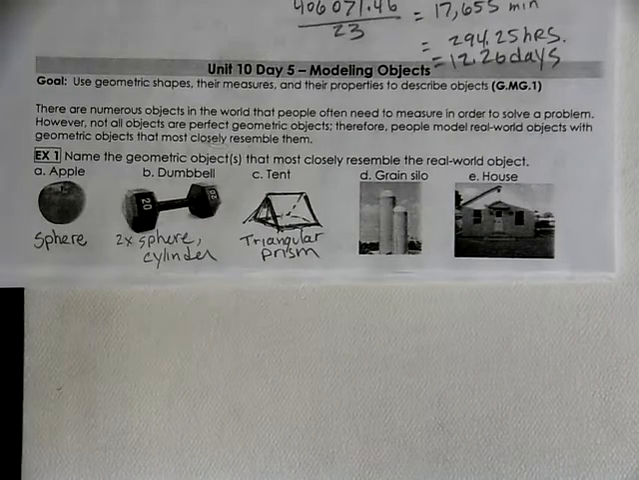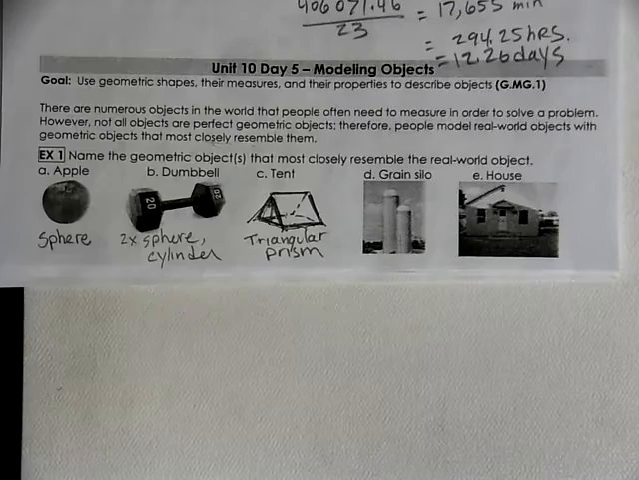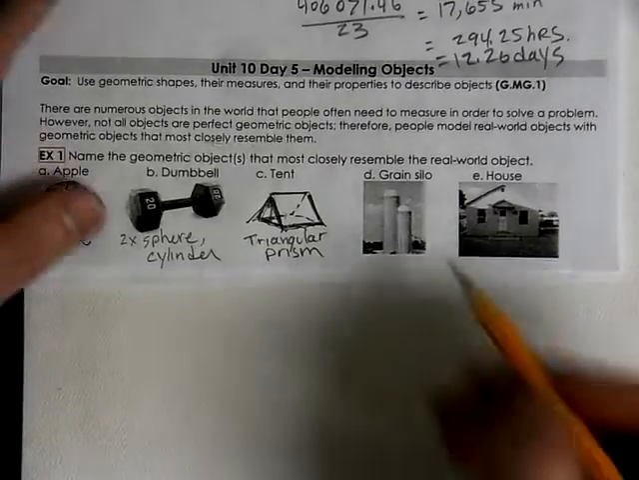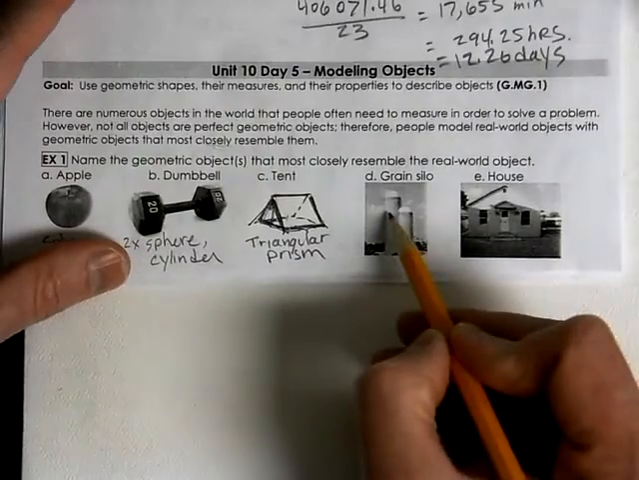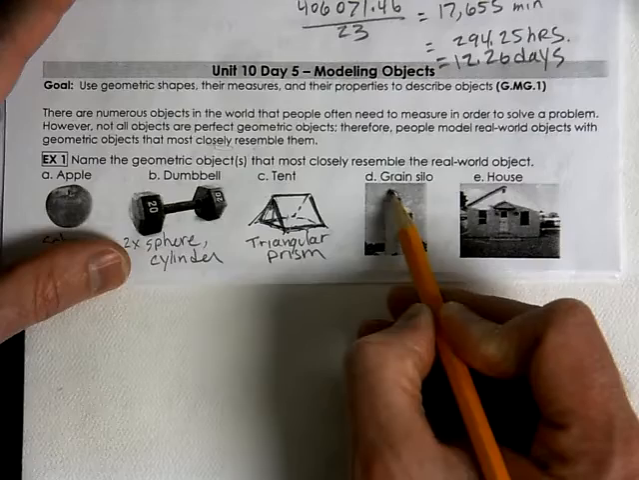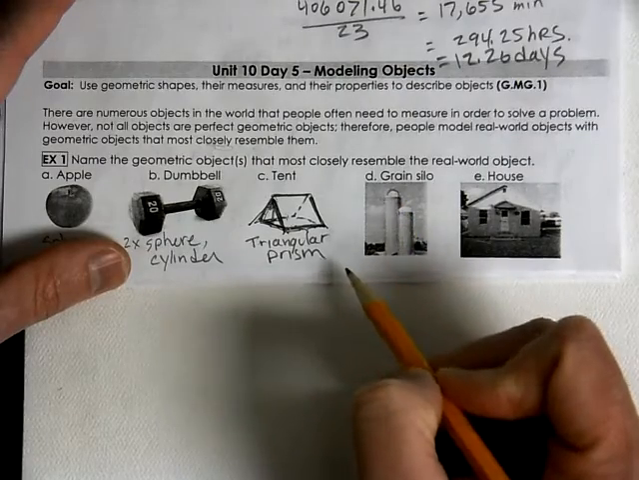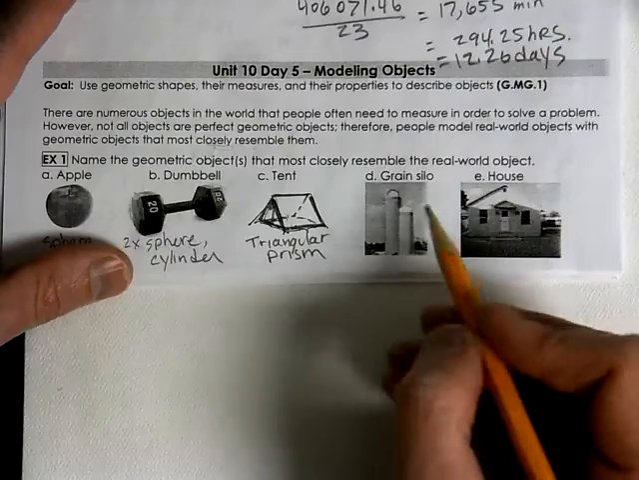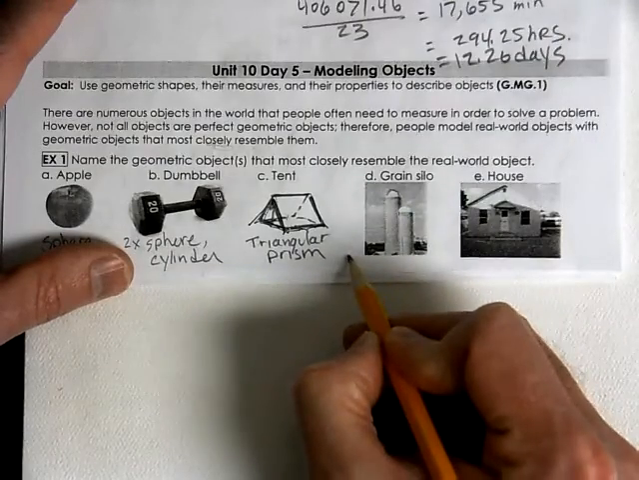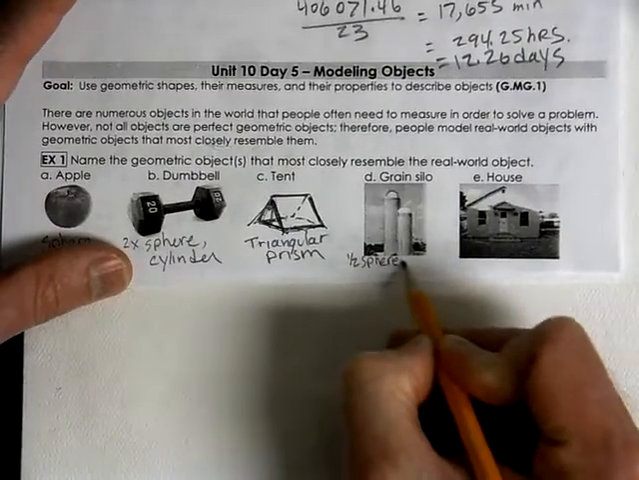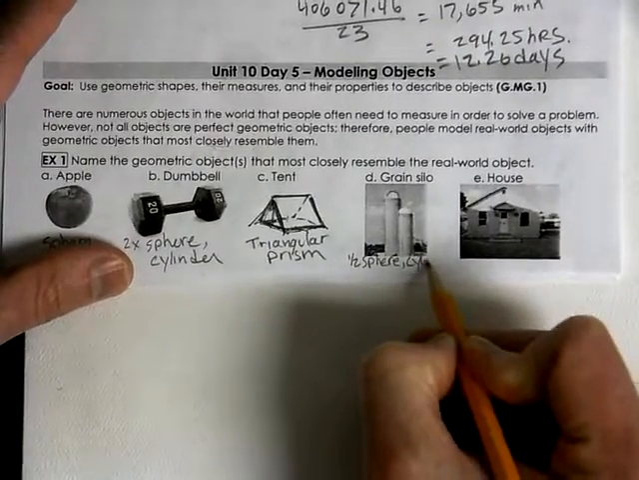Okay, how about the grain silos? Cylinder. We have a cylinder. So you could get detailed and talk about if the top looks like a rounded hemisphere, so that would be half a sphere. You could say half a sphere and a cylinder.